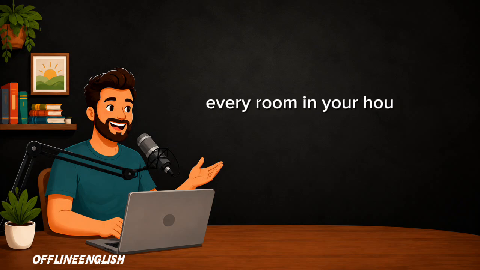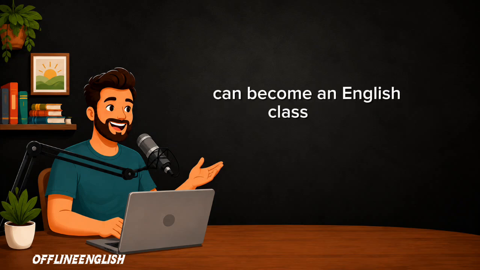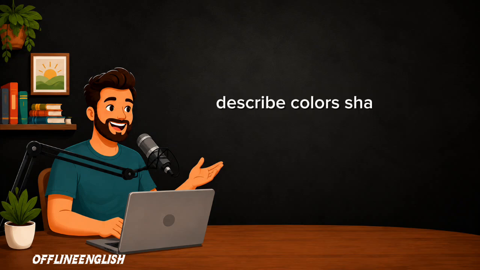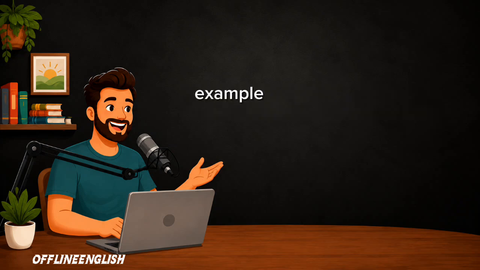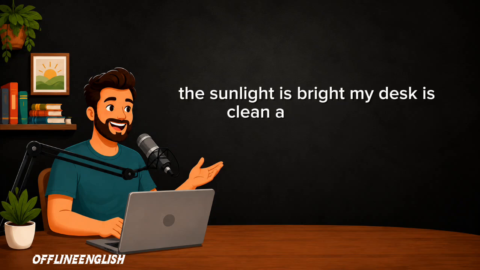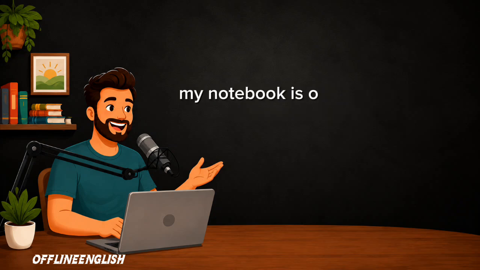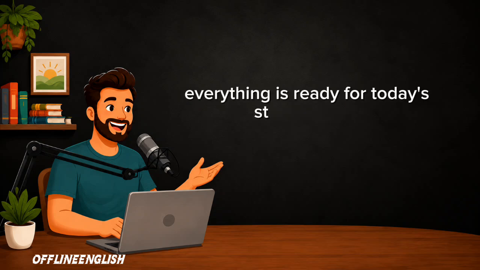Every room in your house can become an English classroom. Describe colors, shapes, positions, sounds, smells, and activities. The more details you add, the richer your English becomes. This daily habit develops spontaneous speaking skills. Example, I am sitting near the window. The sunlight is bright. My desk is clean and organized. My notebook is open. My laptop is charging. Everything is ready for today's study session.